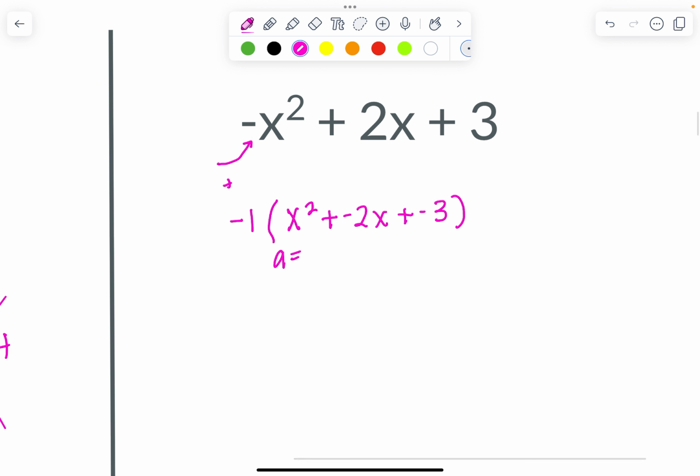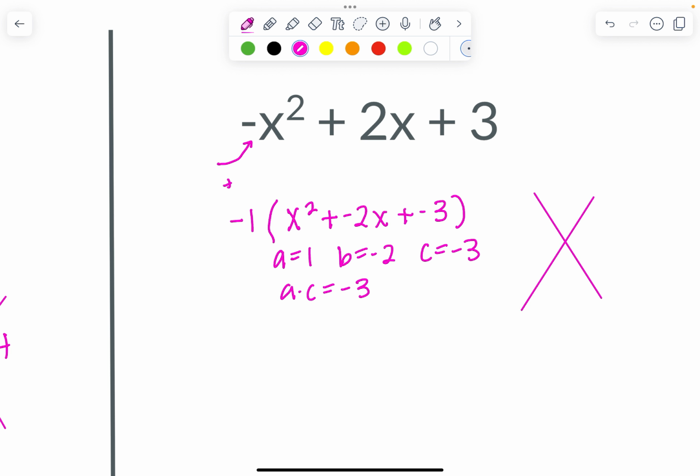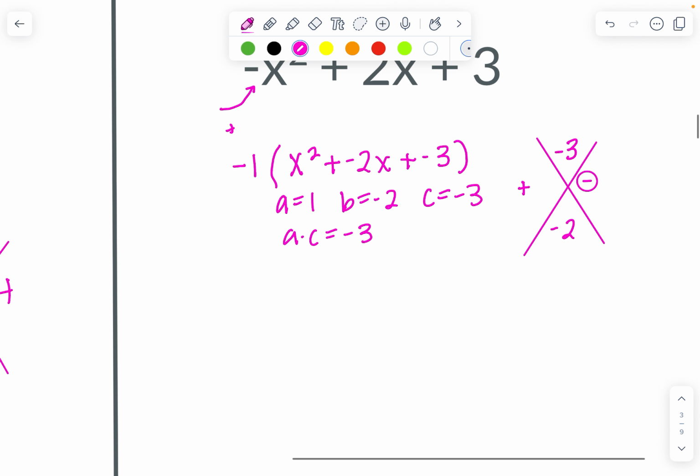So now A is 1, B is negative 2, C is negative 3. A times C is negative 3. So I'm looking for two numbers then. They're going to multiply to negative 3 and add to negative 2. If I'm multiplying to a negative, I know I have a positive and a negative, and in this case, the negative has to be bigger since we're ending up with a negative 2.